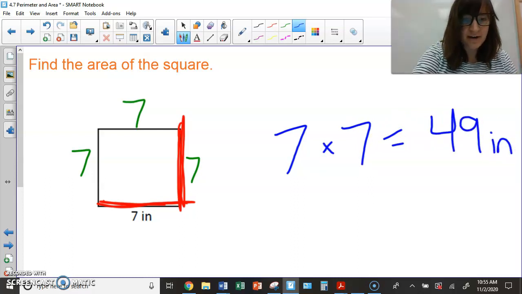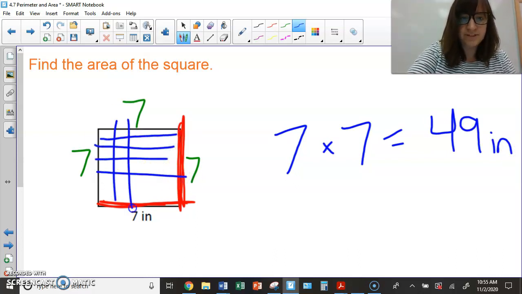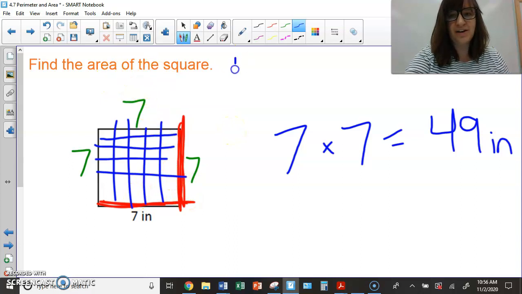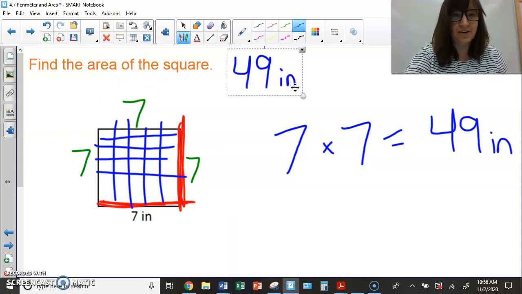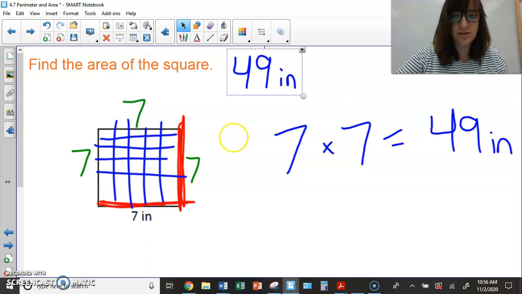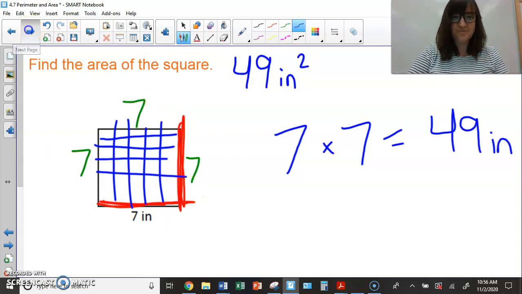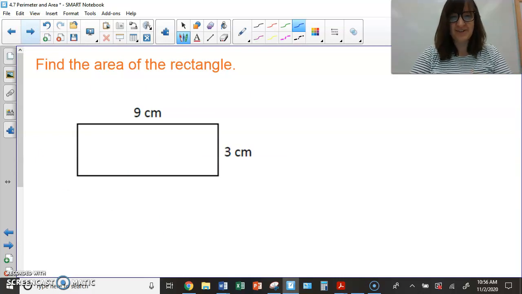That means that if I were to draw out 7 rows like this, okay, and then fill it up with 7, I'm not doing it right now just for the sake of time, but if I were to fill all that up, I would count 49 little squares inside of there, okay? So the area of this square is 49 inches squared, okay? So I'm going to write this little 2 on the top of my inches because that tells me it's a square inch. Let's look at this rectangle, okay?